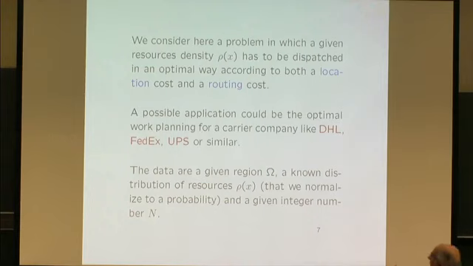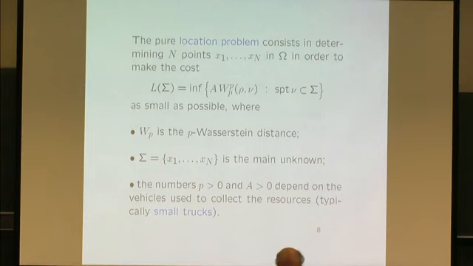So the data are the given region omega. This is known, this is given. And the resources density rho of x. So they are perfectly known. And also a given integer number, capital N, which is the number of airports, so this is some financial constraint, so the number N is prescribed. You have to decide where to put your airports. So this is two-level optimization.